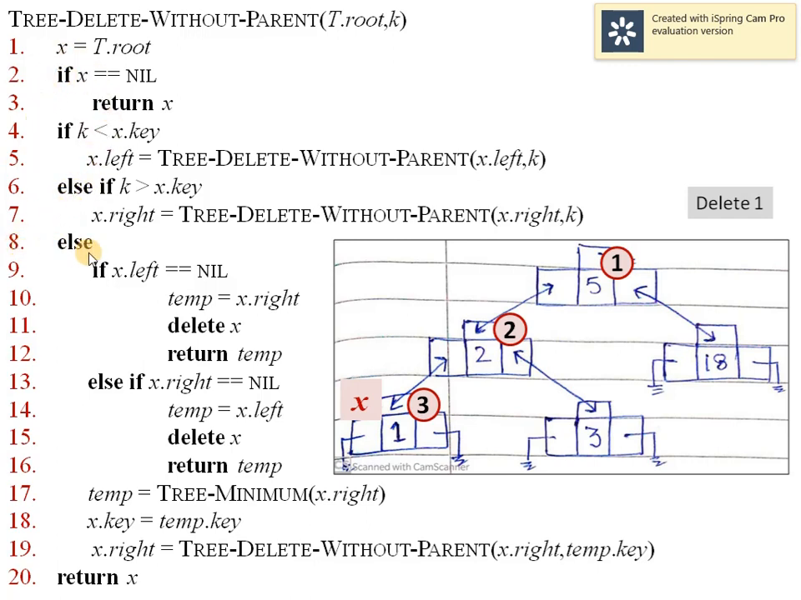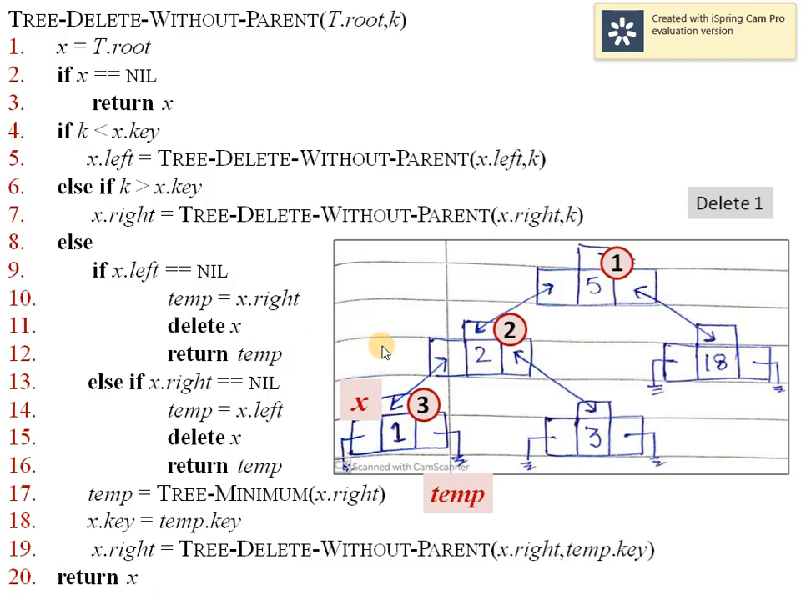So else will be executed. Here we will check if left is existing or not. But here left is equal to null. So what we will do, we will execute temp equals x dot right. So temp is nothing but this null pointer. Now we will delete this node and return this temp.